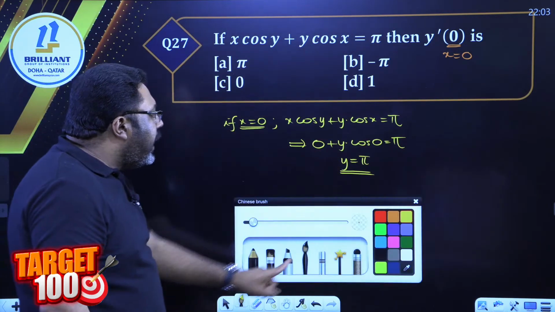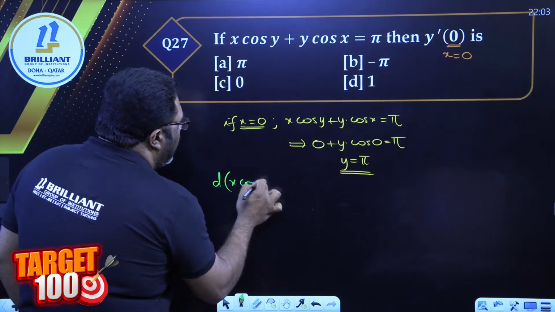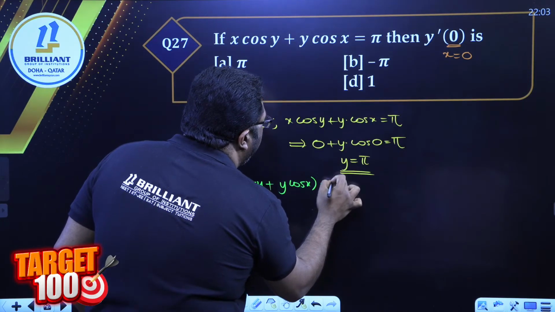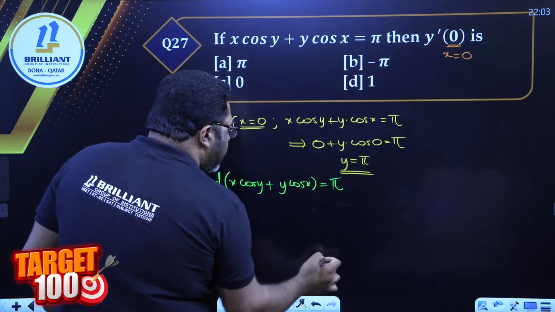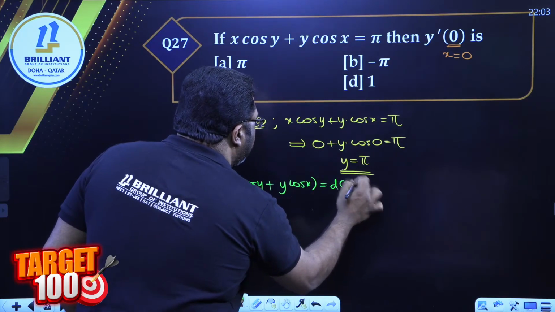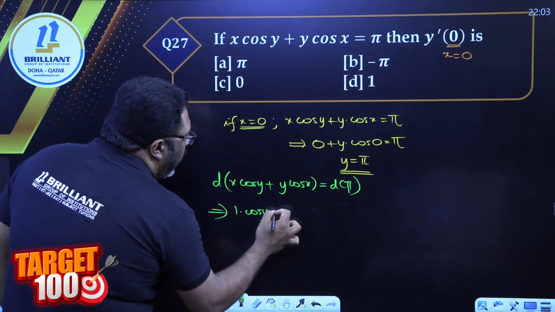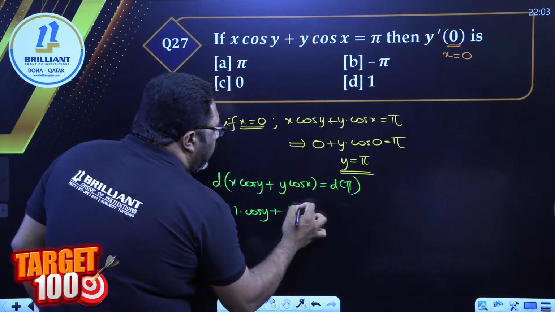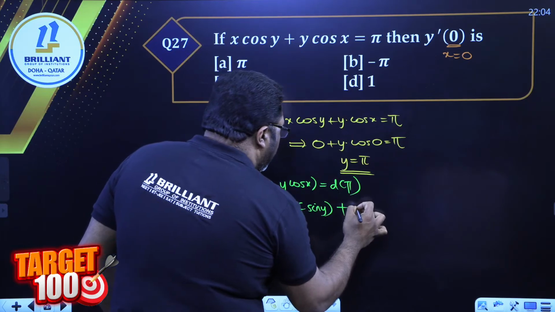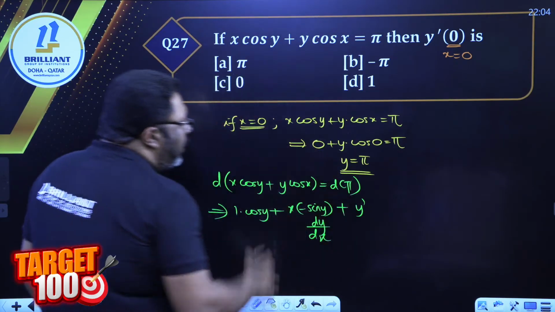Now I'm supposed to find the derivative and put these values. So what's the derivative of x cos y plus y cos x equal to pi? Okay, the derivative is inclusive of derivative of pi also. What's the derivative of x cos y? 1 cos y plus x into minus sin y into dy by dx.